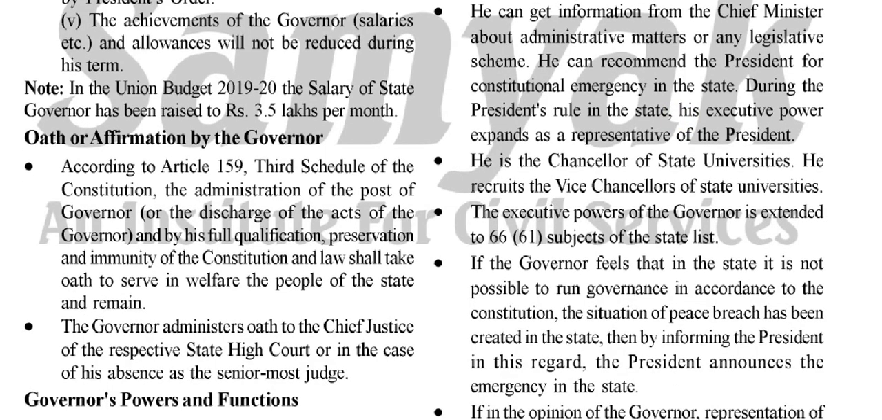Oath or affirmation by the governor. According to Article 159 and the third schedule of the Constitution, the governor, before entering upon his office, shall take an oath to preserve, protect, and defend the Constitution and the law, and to devote himself to the service and well-being of the people of the state. The governor administers the oath to the Chief Justice of the respective state high court, or in the case of absence, to the senior-most judge.